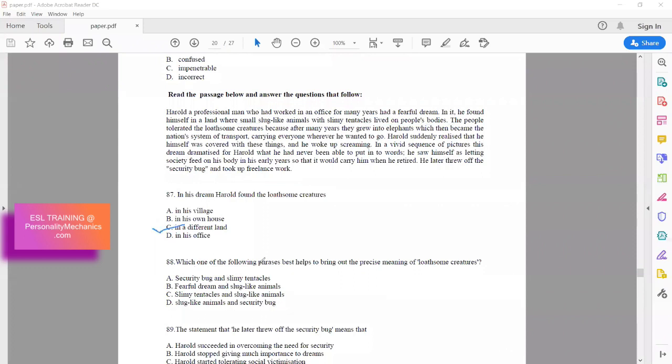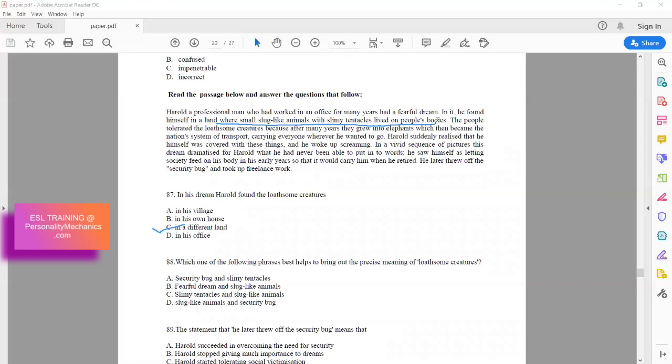Next is, which one of the following phrases best helps to bring out the precise meaning of loathsome creatures? Now, if you were to talk about the security thing, that is not even a consideration here. So if you read it like this, land where small slug-like animals with slimy tentacles lived on people's bodies. This is basically to tell you how bad he felt about it. He just wants to say that it looked really bad, like loathsome creatures. By that he wants to say that they just look bad, right?